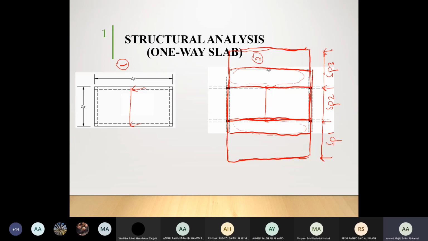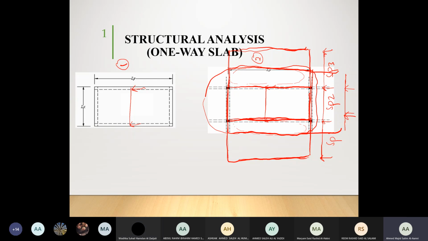Now what happens? I don't want to draw for the full thing. My drawing is only for this part. So if I want to take the drawing for this part, I'll just cut it from here. Now if you cut from here, what will you see? I will see a span supported by two supports, and there is a small extension on the side. Is it clear?